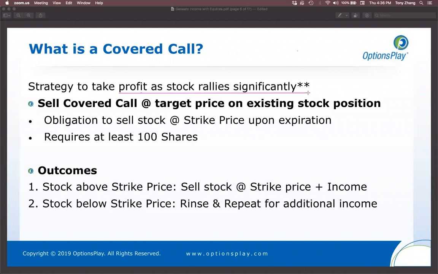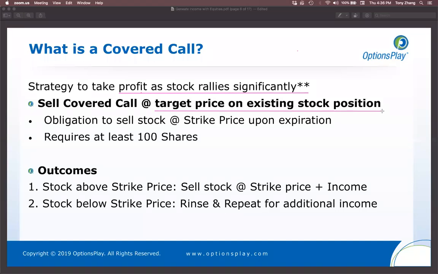But the idea is that you want to sell a covered call on a stock that you own near a target price on the existing stock position. So think about the stocks that you own in your portfolio today. Think about where you would like those stocks to rally to in order for you to take profit and get out of those positions, because that's why you own those stocks, because you think it's going to increase in value and you want to be able to profit from that value. So covered calls allow you to take profit on your positions.